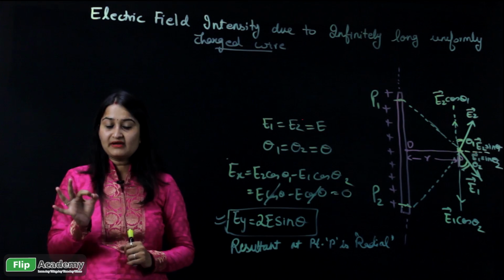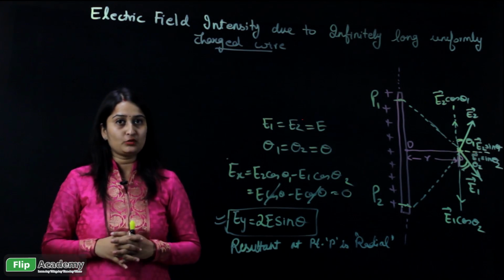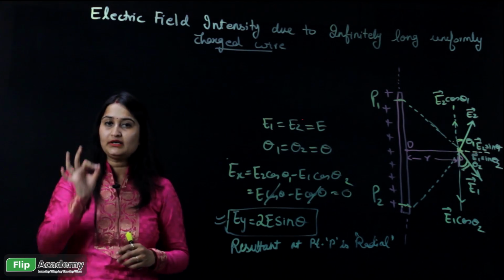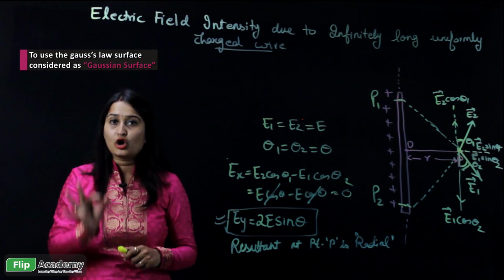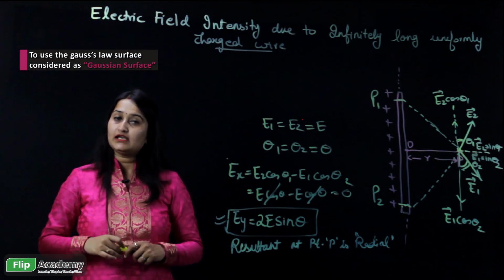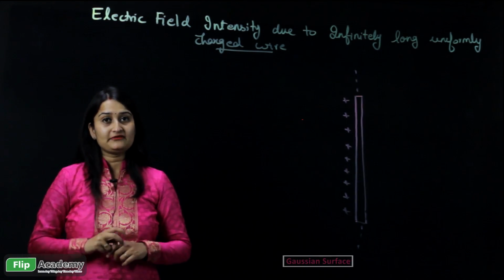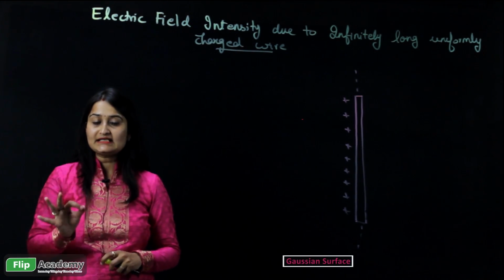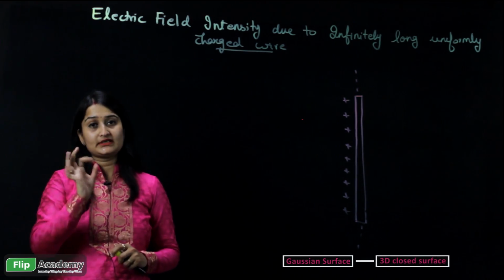Now, if we have to find the electric field intensity and Gauss law is applicable to it, in that condition the important thing you have to keep in mind is that you have to consider a Gaussian surface. Okay, now let's first start. What is a Gaussian surface? A Gaussian surface is a closed surface. I am talking about a 3D closed surface.